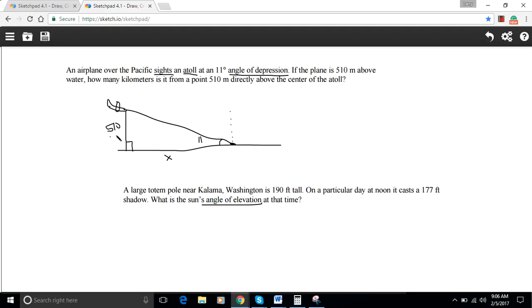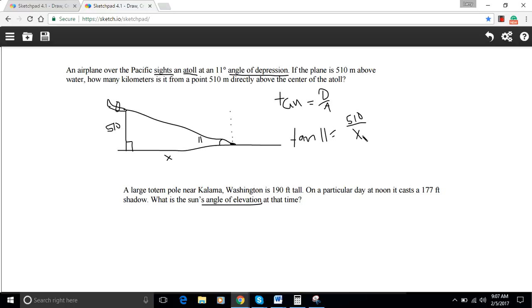Now we've got an angle, we've got a side we know, a side we're looking for. We can use trig. So from the perspective of this 11-degree angle, let's figure out which sides we have. Looks like x is adjacent, and this is the opposite side. So we're going to use a tangent ratio. TOA, tangent, is the opposite over the adjacent. So we'll set it up like this. The tangent of 11 degrees equals the opposite, that's 510, over the adjacent, that's x, what we're looking for.